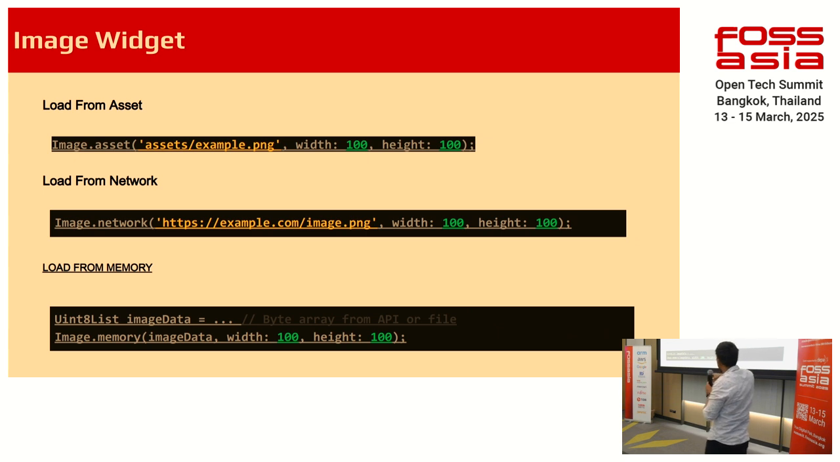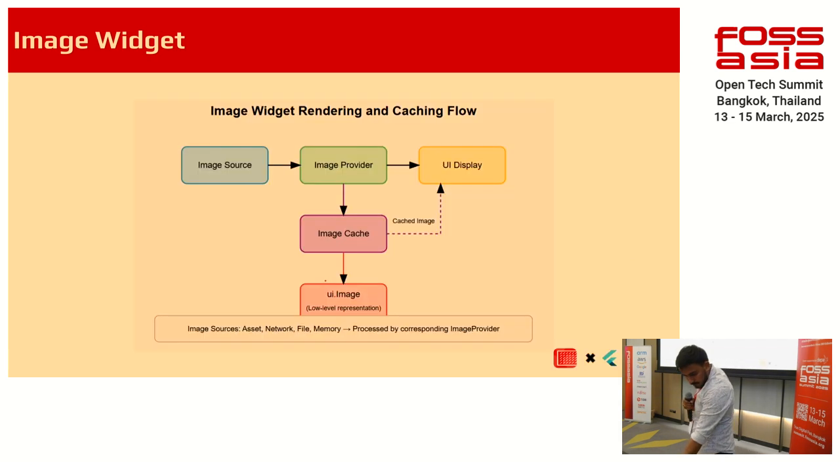So I've added a code snippet for it in the end also. We just have a uint8 list, image data. It's some uint8 list that would be there. And we can directly call the image.memory constructor and pass that uint8 list into it, and we'll have the image rendered. Yeah, so this is a high-level workflow of how image widget in Flutter works.